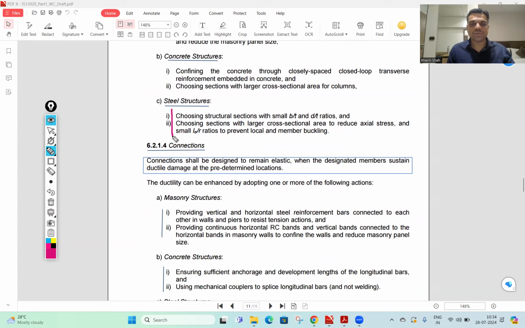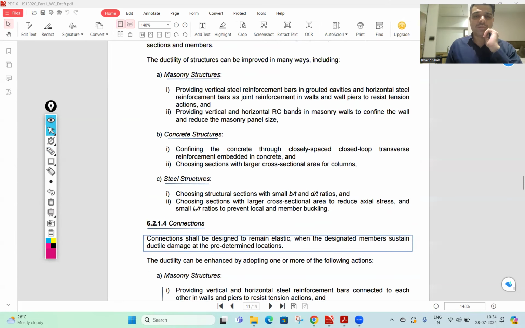For the steel structures, choosing structural sections with smaller B by T and D by T ratios, and choosing sections with larger cross-sectional area to reduce axial stress and small L_E by R ratios to prevent local and member buckling. These are the ways by which we can increase the ductility.